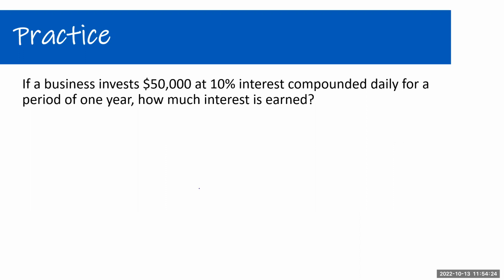Okay, so let's take a moment and practice. Let's say that a business invests $50,000 at 10% interest compounded daily for a period of 1 year. How much interest did they earn? Well, first we need to calculate how much it's going to be worth at the end of a year. So to find A, remember that we're going to use that calculator or that formula, P times (1 plus R over N) to the NT.